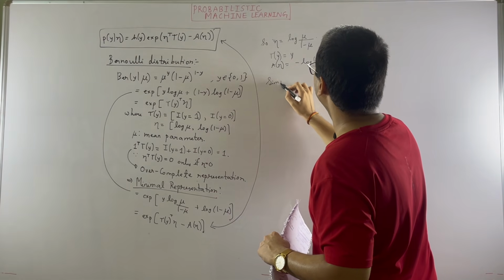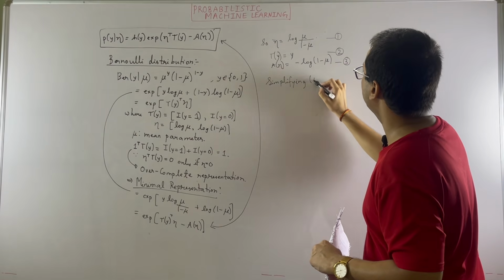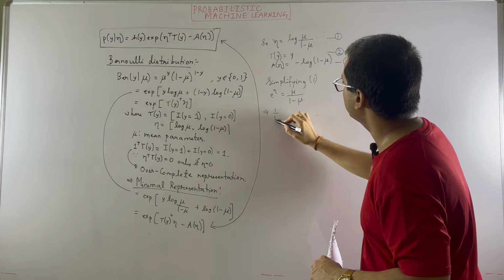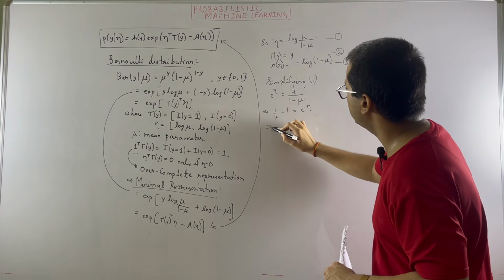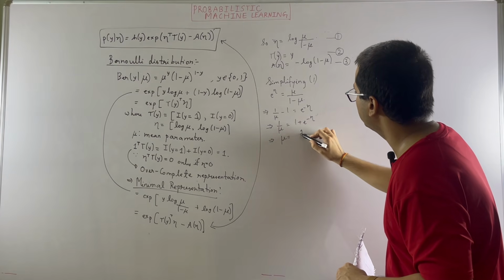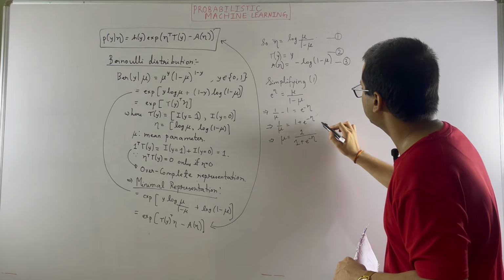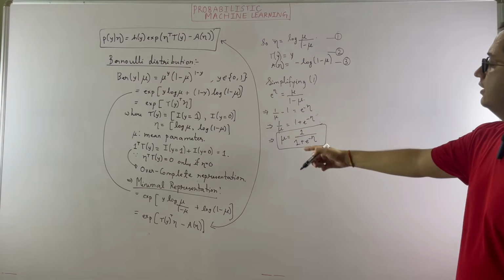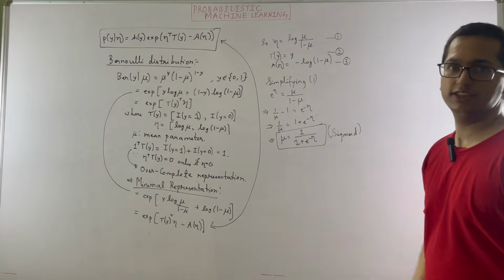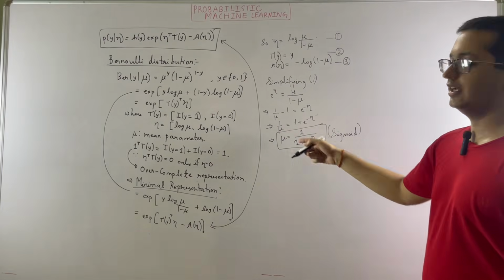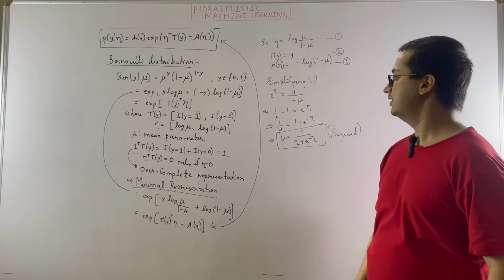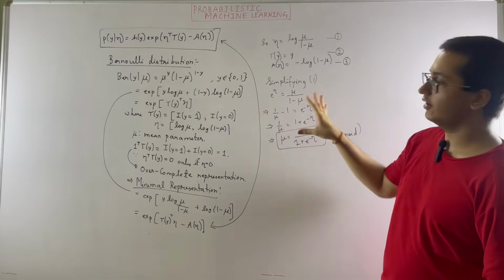So simplifying 1, if I take exponential on both sides, what do I get? E to the power eta is mu by 1 minus mu. So e to the power minus eta. All right. So mu is equal to 1 by 1 plus e to the power minus eta. Now look, isn't this the sigmoid? 1 by 1 plus e to the power minus w transpose x. So if eta is w transpose x, then do not I get the sigmoid function? And mu is exactly my prediction, the next toss being heads. So isn't this sigmoid? So you see how we have got the sigmoid function.